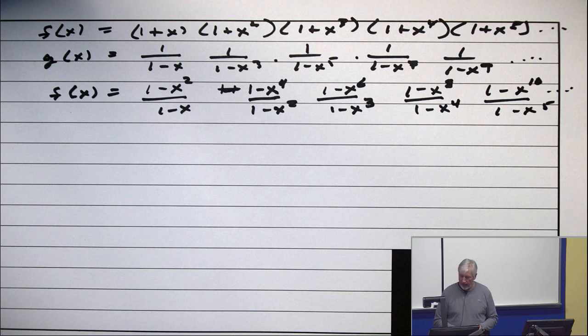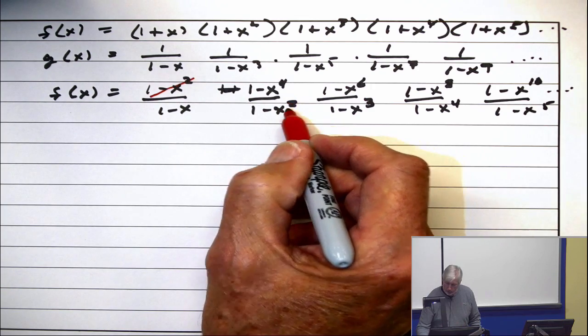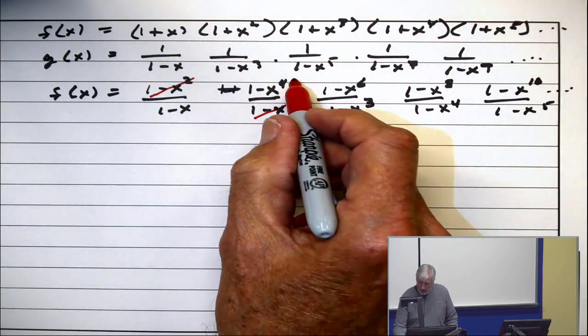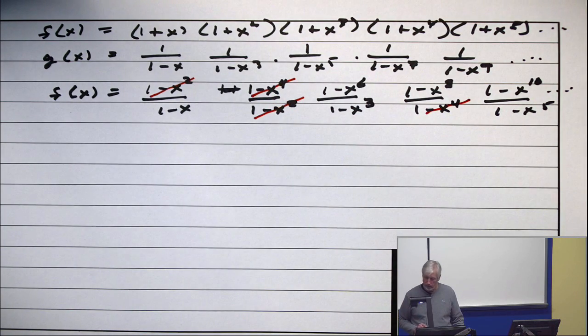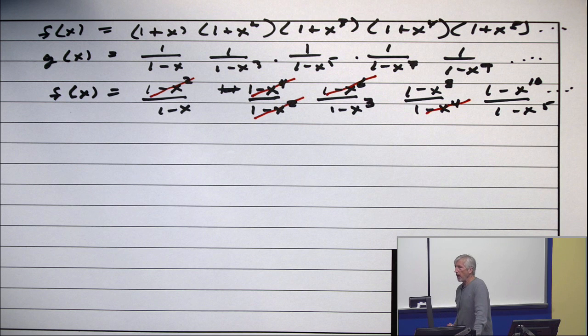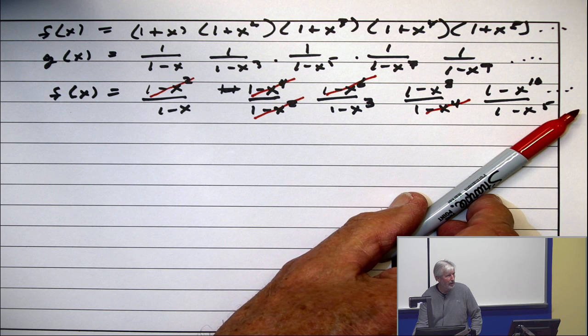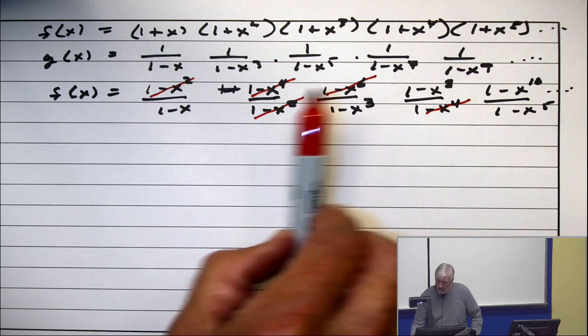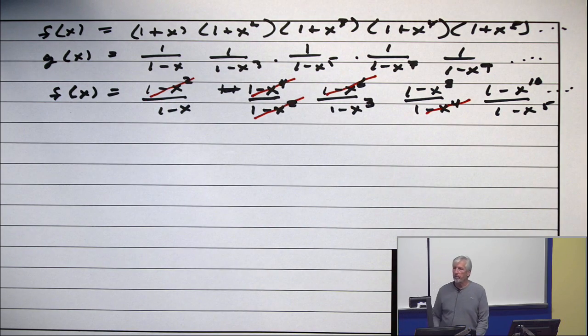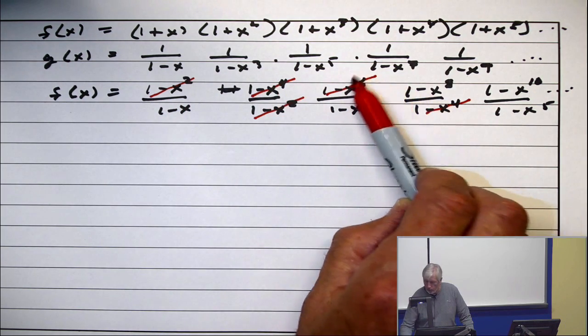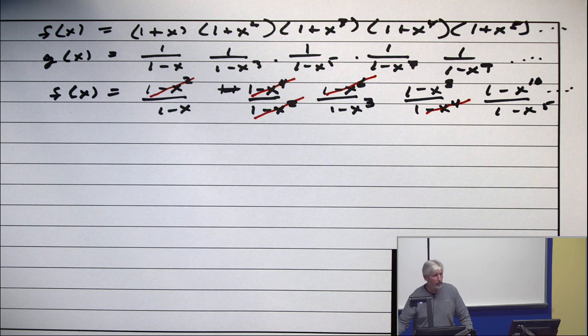But if you look at this calculation, you see the 1 minus x squared term in the numerator here cancels with the 1 minus x squared term here. The 1 minus x to the fourth term here cancels with this 1 minus x to the fourth term here. The 1 minus x to the sixth term cancels with a 1 minus x to the sixth term in the denominator. Where is it? It's just beyond that margin. It's the next term. So, everything in the numerator cancels with the stuff in the denominator every other term. This first one with second one, fourth one, third one with sixth one, fourth one with eighth one, fifth one with tenth one, etc.